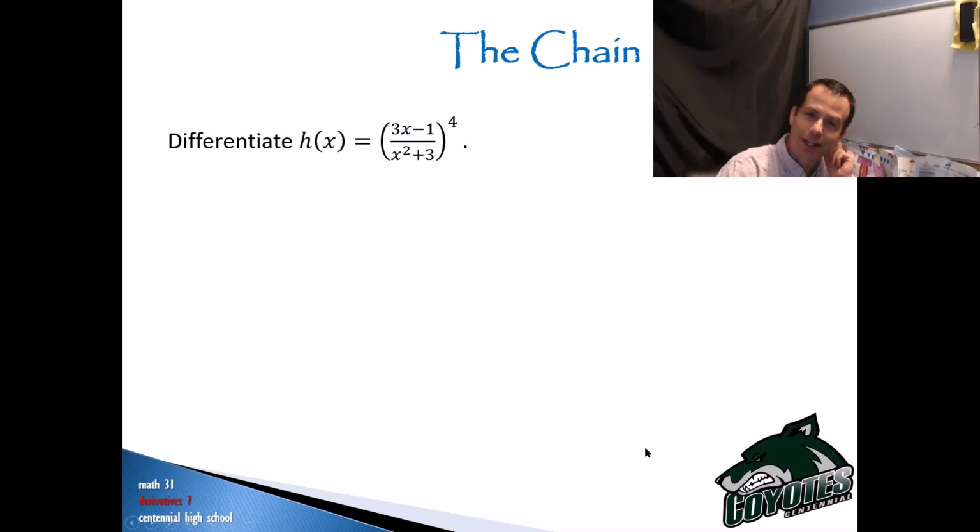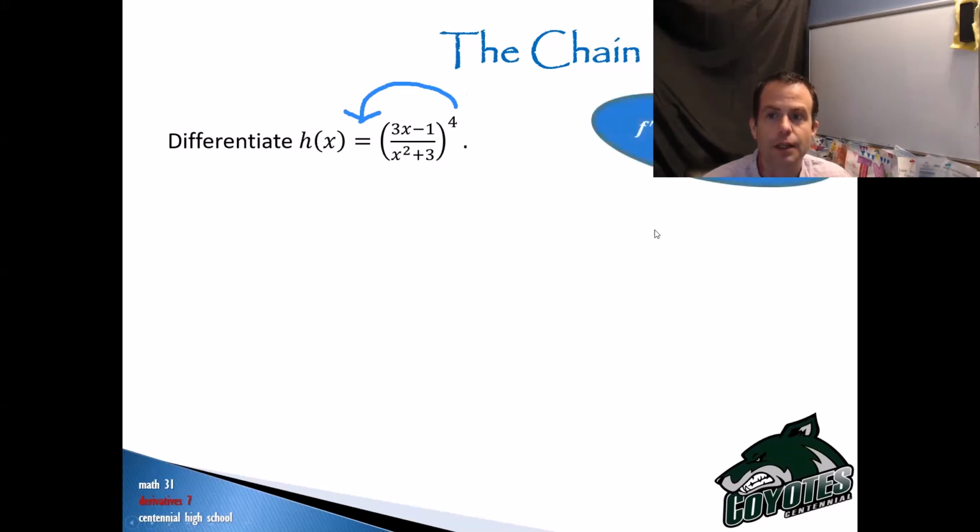Okay, so differentiate h of x equals ((3x minus 1) over (x squared plus 3)) all to the 4. Now, again, what I want you to see here is, first of all, the chain rule: that 4 would come to the front, okay? And then this would drop to a 3. But then I have to take the derivative of the inside function. And taking the derivative of the inside function is actually using the quotient rule that we did a couple of days ago. Okay, so the quotient rule was this.